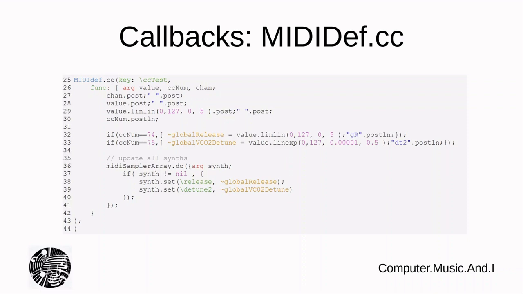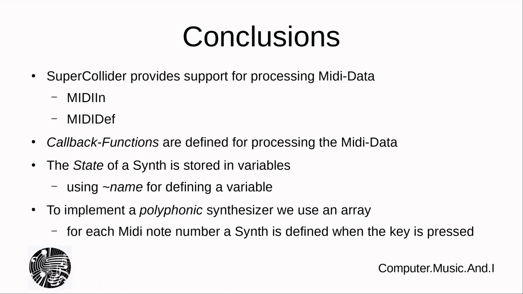We will later see that it is quite similar if we are using other formal devices. So, coming to the conclusion. SuperCollider provides us with support for processing MIDI data. We've seen two objects, which are MIDI in and MIDI dev. There are more, but MIDI in and MIDI dev are very simple. In order to process the MIDI data, we have to define callback functions. These callback functions will be called depending on the events that we are listening to, so key press or key release.